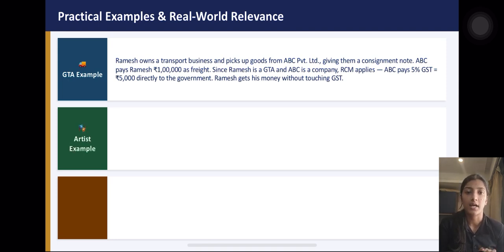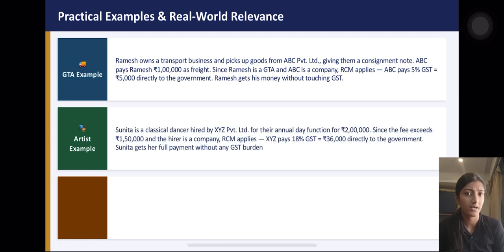Sunita is a classical dancer. She is not registered under GST. XYZ Private Limited hires her for their annual day function and agrees to pay 2 lakh to her. Since the fee is more than 1.5 lakhs and the hirer is a company, RCM applies here as well. XYZ Private Limited pays 18% GST, that is rupees 36,000, directly to the government. Sunita gets her full payment of rupees 2 lakh with zero GST headache.